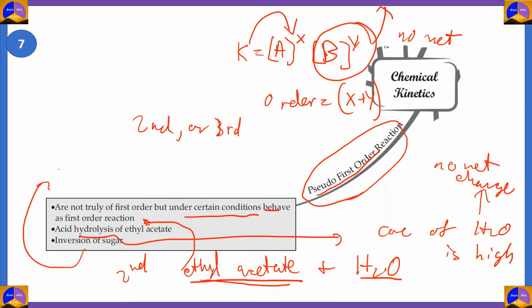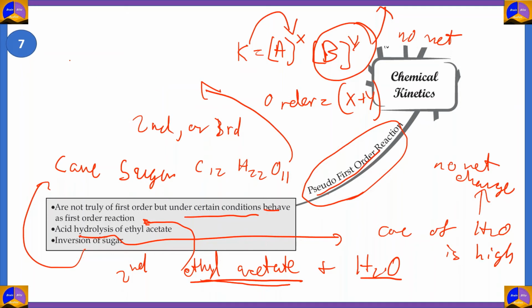Another example is the inversion of sugar from sugarcane. This will be cane sugar, that is C12H22O11. We do inversion on this sugar to get glucose and fructose. This reaction is also a pseudo first-order reaction. It has a different order, but it acts as a first-order reaction.